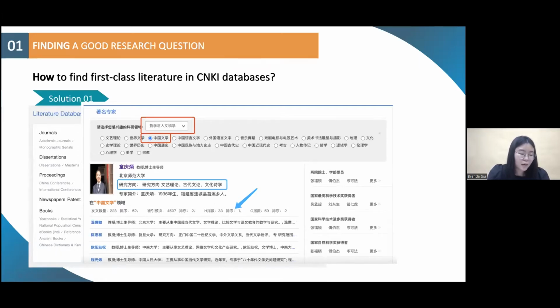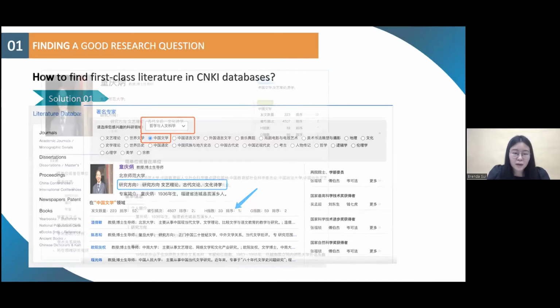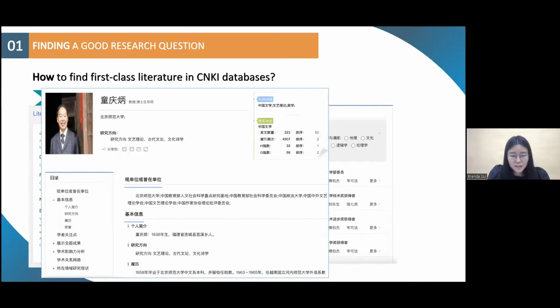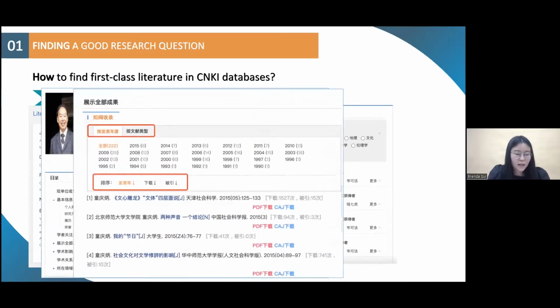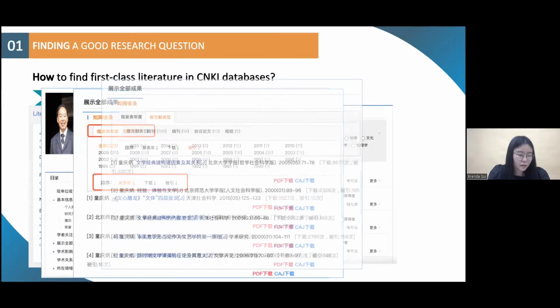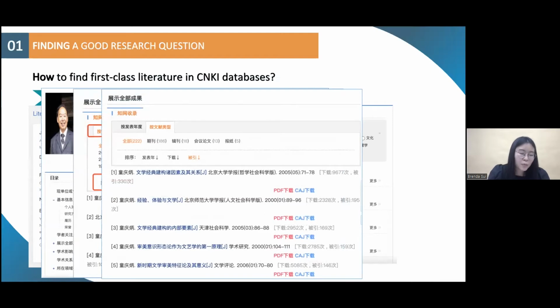Here we can see Professor Tong Qingbi ranked first according to his H index. Well, click the scholar's name and we can see more basic information about him, his works published in CNKI. And here we can choose to read by time or read by literature type. Also, we can see how his works were cited.